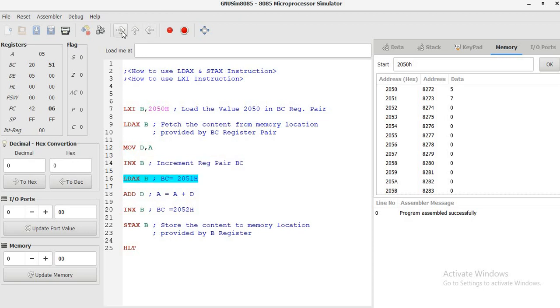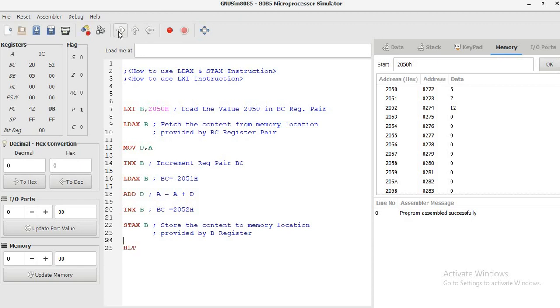It is 2051. Next, the content will be fetched from 2051H and provided to the accumulator. You can see the accumulator now has the value 7. After the addition of 05 and 07, it makes 12, and 12 in hexadecimal is 0C. Now 0C will be available in the accumulator. I am doing INX B again. You can see BC was 2051, and it is incremented to 2052. Now STAX means the accumulator content will be stored at the memory location provided by the BC register pair. So you can see 12 is stored.